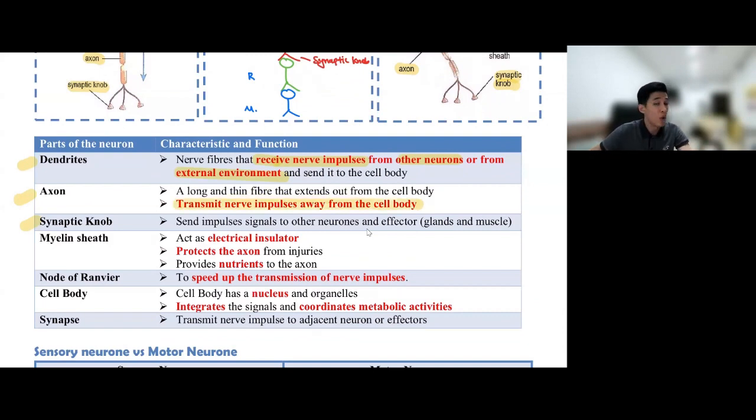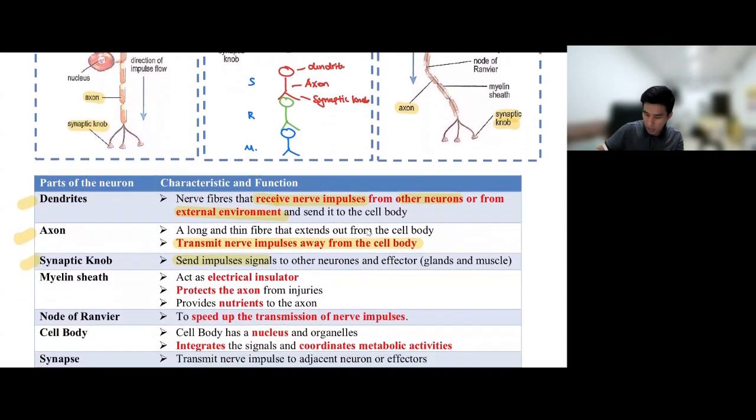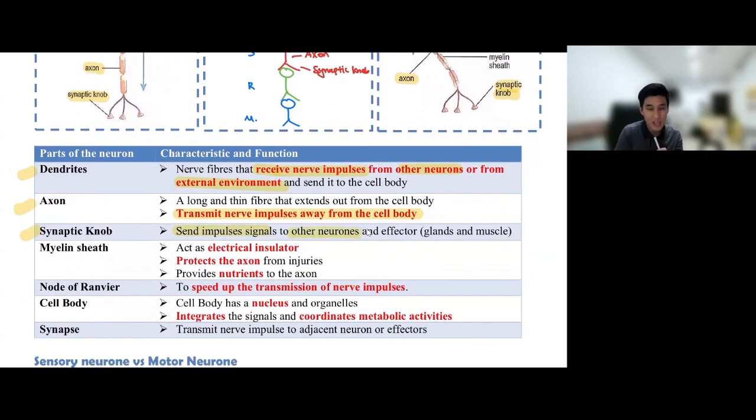We say away from cell body, which we shall explain in a moment. Synaptic knot is the butt. The butt is to send it to the next person. So they say it sends nerve signals to other neurons and effectors.